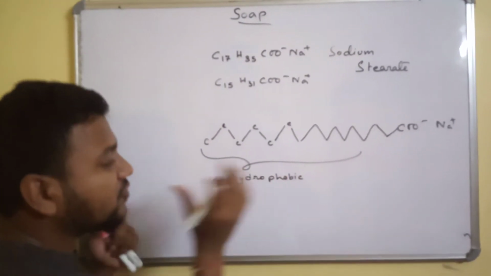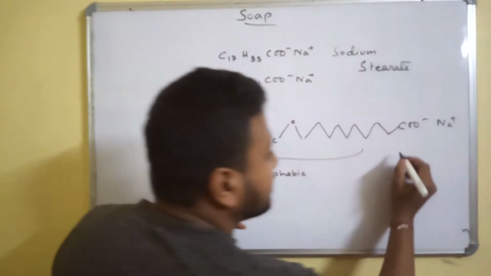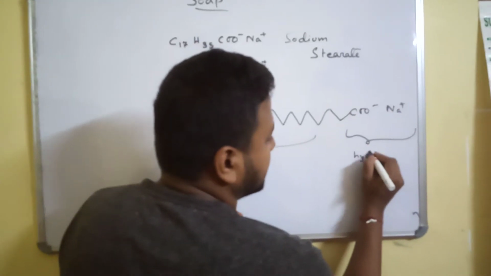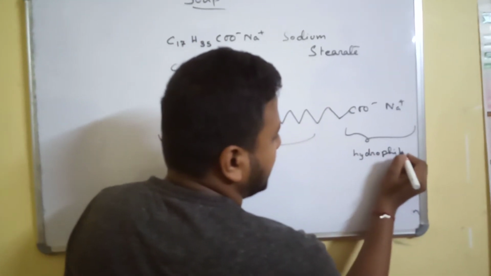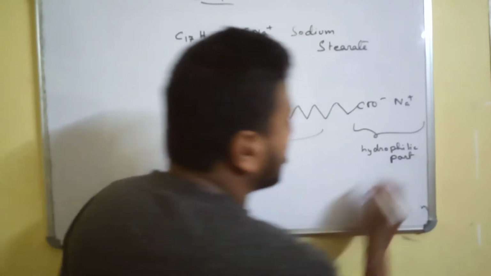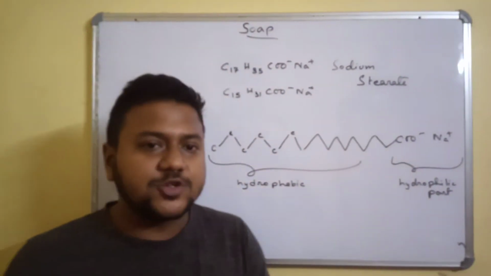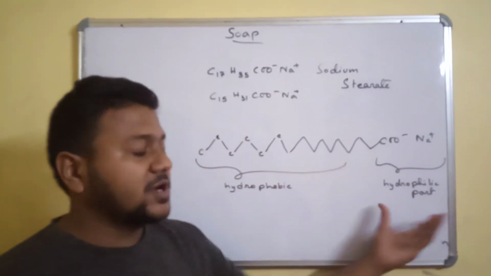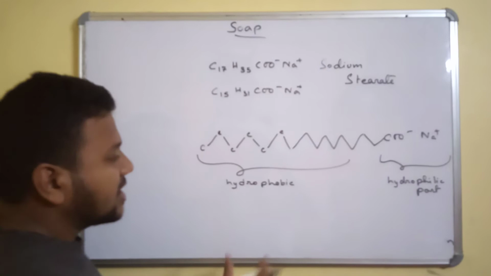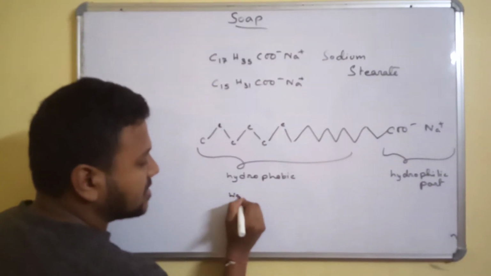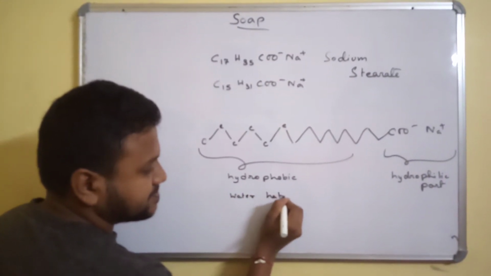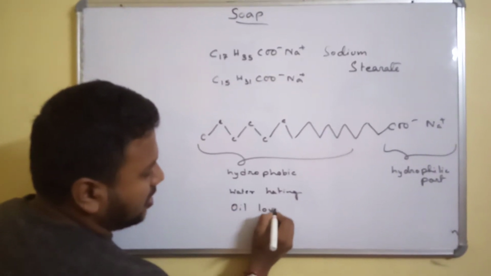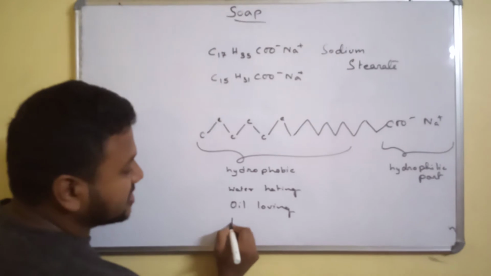Now what is the hydrophobic part? We have to understand. And this part which is the ionic part is the hydrophilic part. In order to understand the cleansing property of a soap, you must understand what the hydrophobic part is and what the hydrophilic part is. The hydrophobic part is water hating, or we can say it is oil loving, or dirt loving.